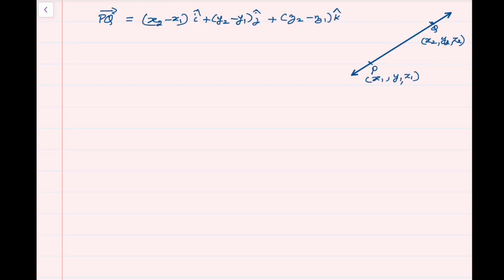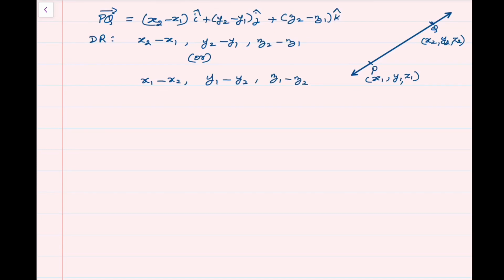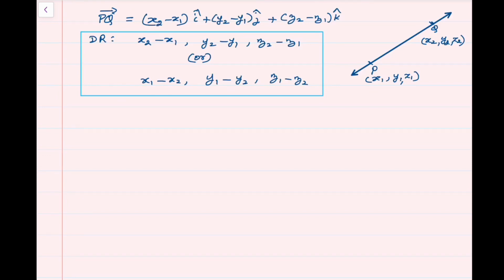Or we may find QP vector. Therefore, DRs of this line are x2 minus x1, y2 minus y1, z2 minus z1, or we can take it as x1 minus x2, y1 minus y2 and z1 minus z2. Remember, for a vector we have only one set of direction ratios, terminal point minus initial point. So if 2 points are given on a line, this is how we find the direction ratios.